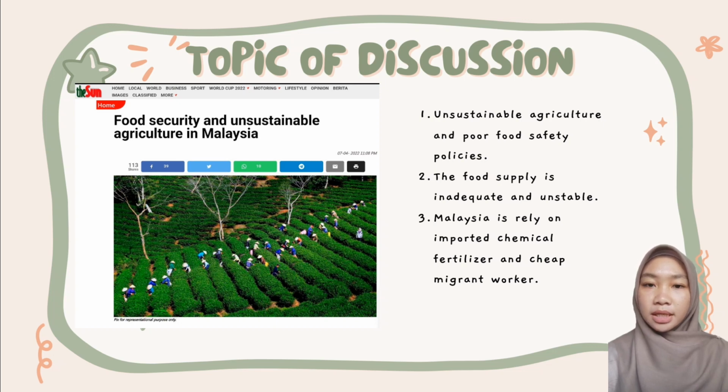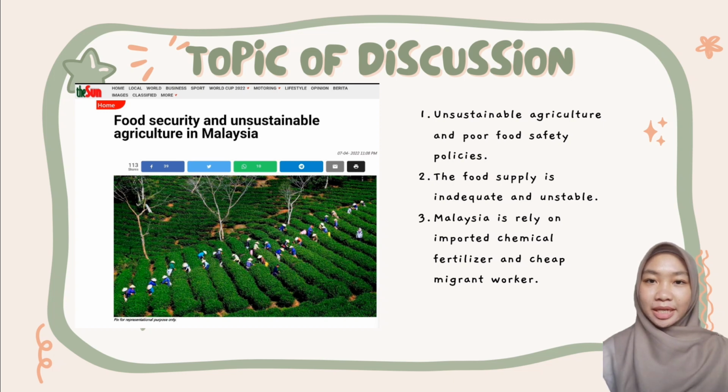The second one is inadequate and unstable food supply. Due to the global climate anomalies and the COVID-19 pandemic, the food supply in Malaysia is facing disruption while food prices have skyrocketed. It will increase the basic cost of living for middle and low income groups.